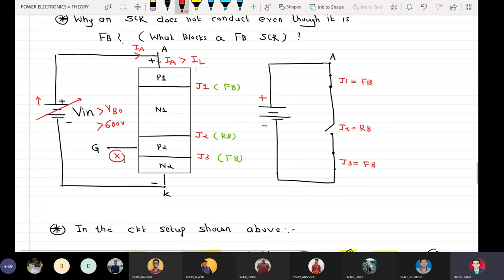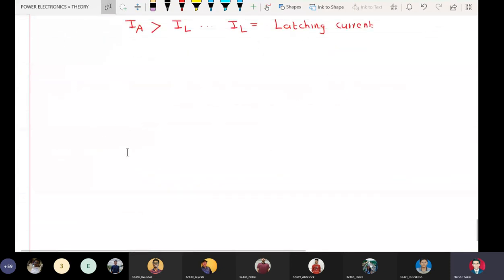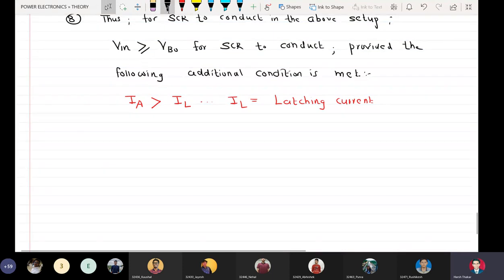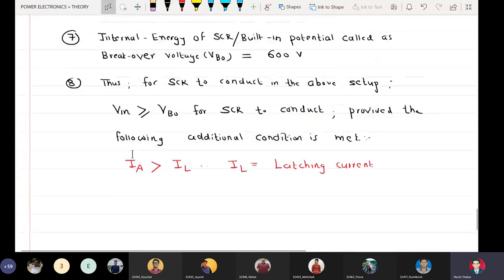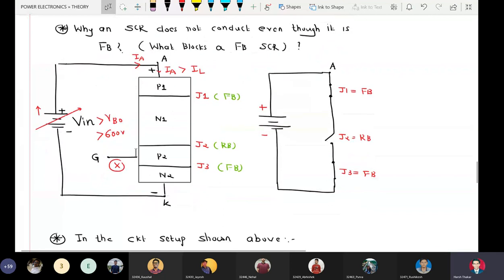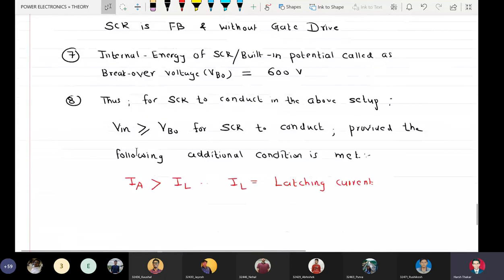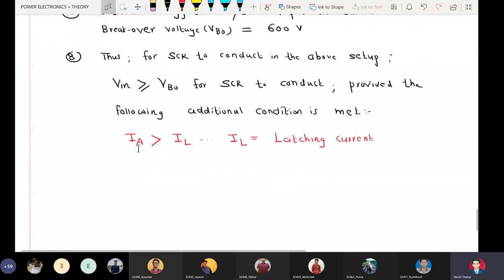Okay, that is why in the absence of gate drive, Vin exceeding VBO is called a necessary condition but not the sufficient condition. So IA greater than IL is called the sufficient condition. So we can again summarize this, because students get confused. He says, sir, in the absence of gate drive, when the applied battery potential exceeds breakover voltage, then the SCR starts conducting. Understand one thing, there is a difference between a conducting SCR and a latched SCR. Okay, to conduct and continue conducting.